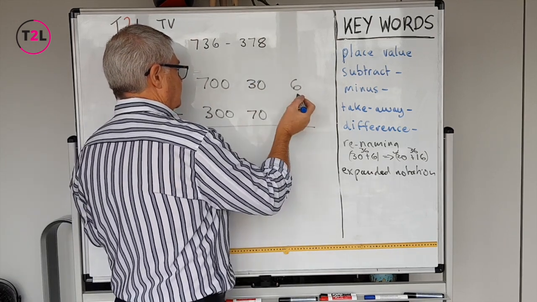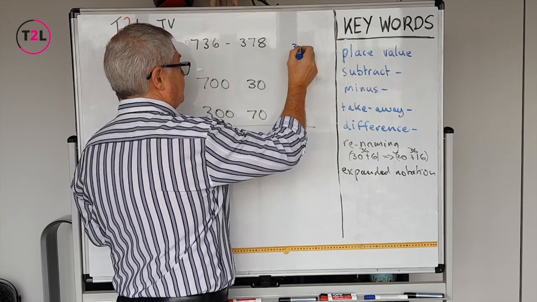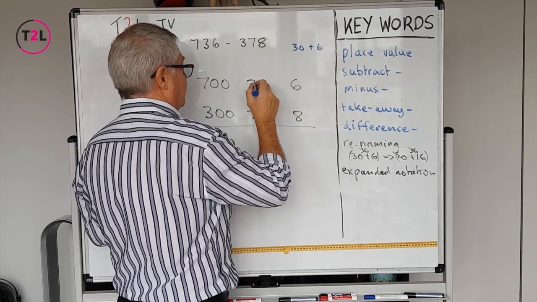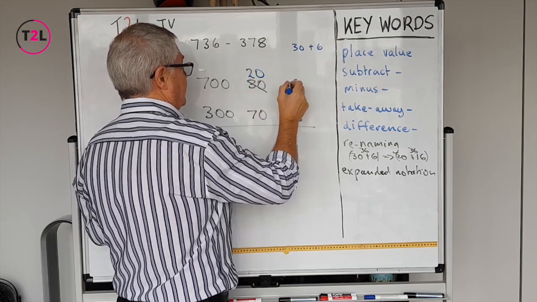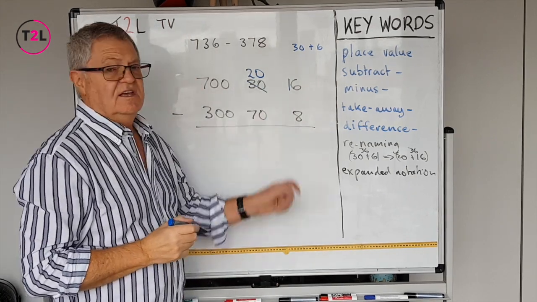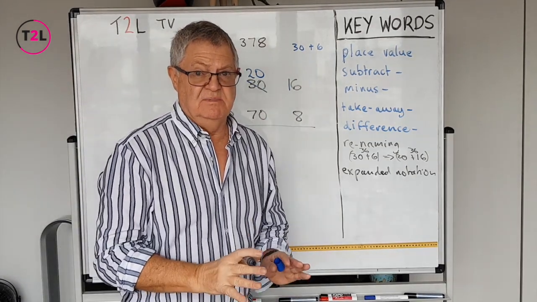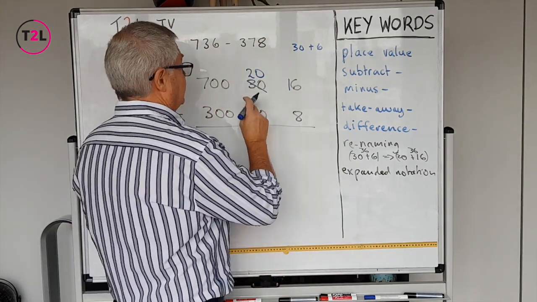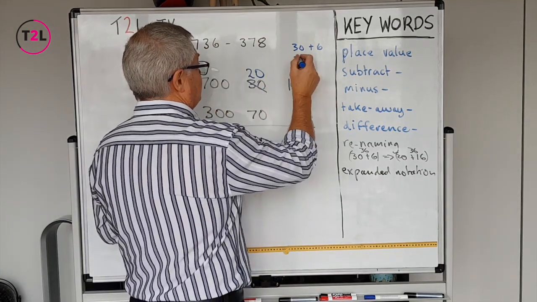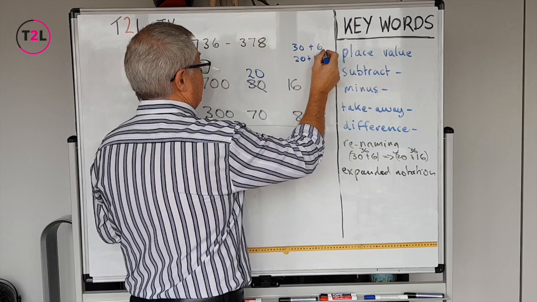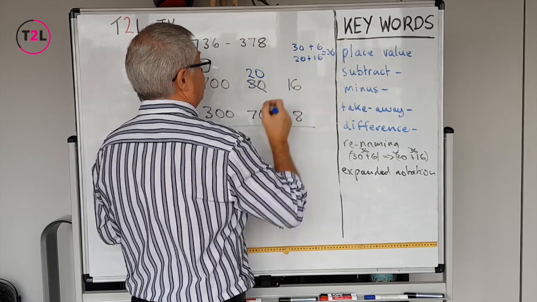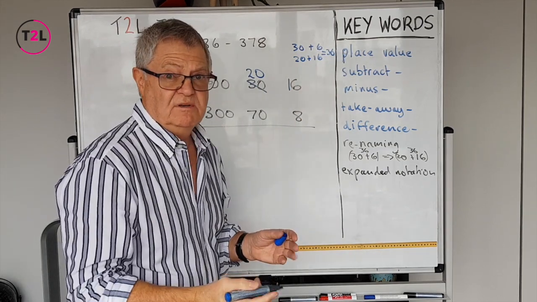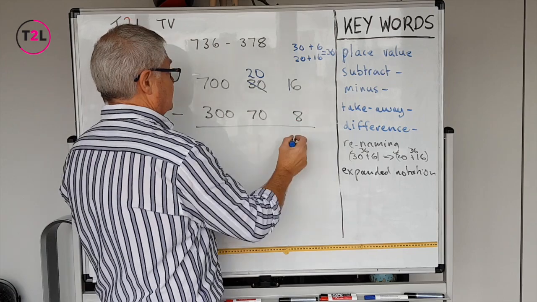It used to be 30 and 6. Now we're going to make that 20 and 16. And you can see they're full size numbers, so kids can see them and see clearly what's just happened. It used to be 30 and a 6, now it's 20 and 16, and both of those are 36. So nothing dodgy happened, all sweet. So we've got 16 take away 8.